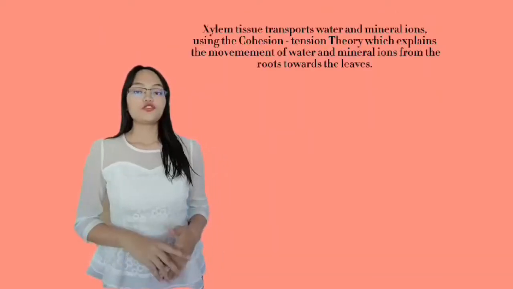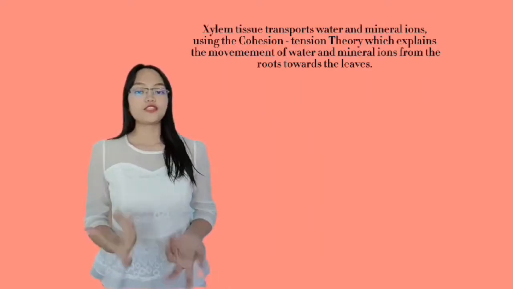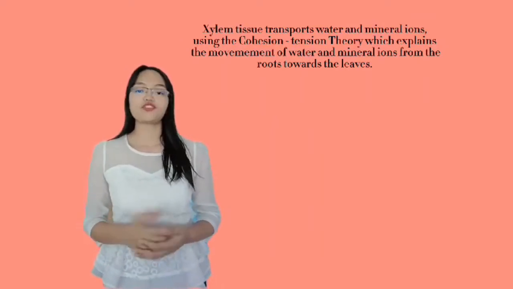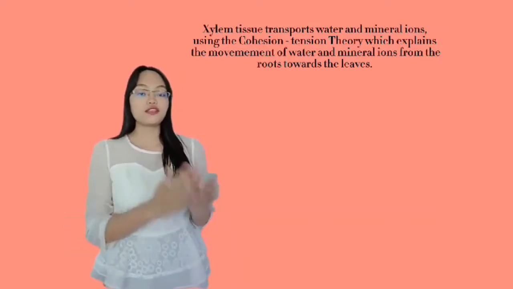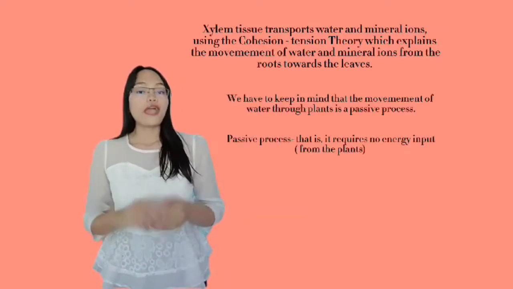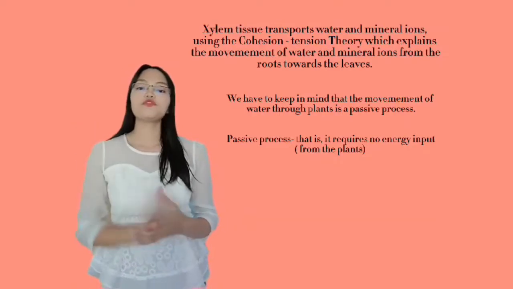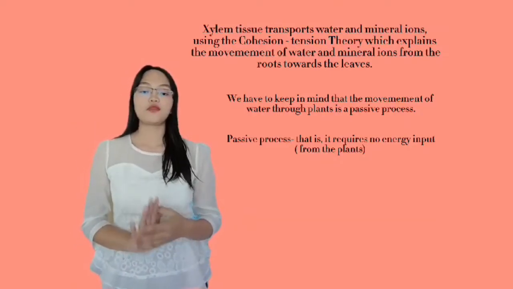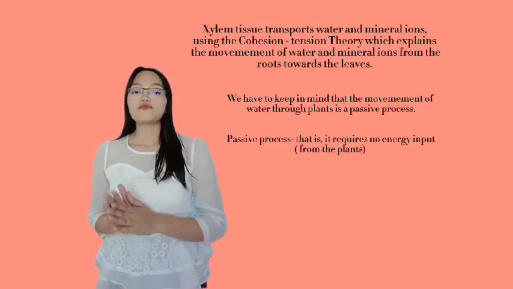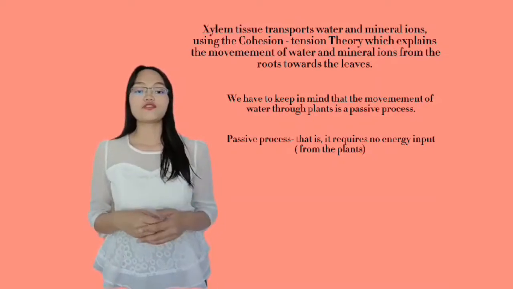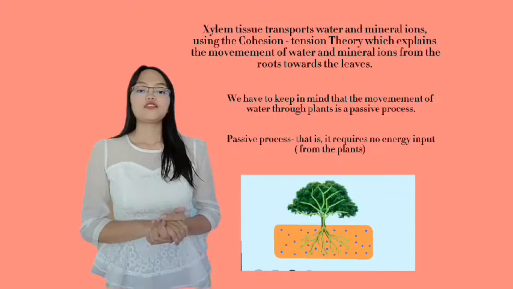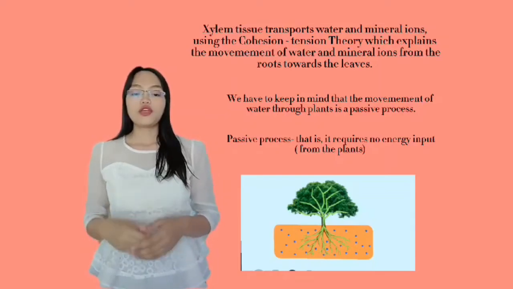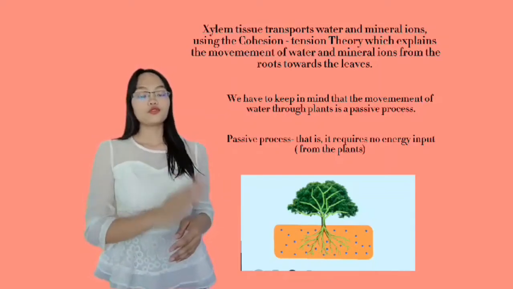The xylem tissue transports water and mineral ions using the cohesion-tension theory, which explains the movement of water and mineral ions from the roots towards the leaves of the plant. We have to keep in mind that the movement of water through plants is a passive process, that is, it requires no energy input from the plant. Because of this, the plant cannot control where the water goes, and water can only move from the roots toward the leaves of the plant.